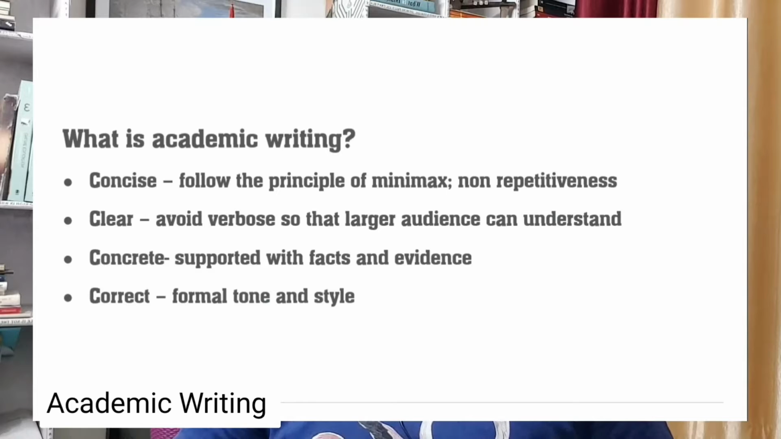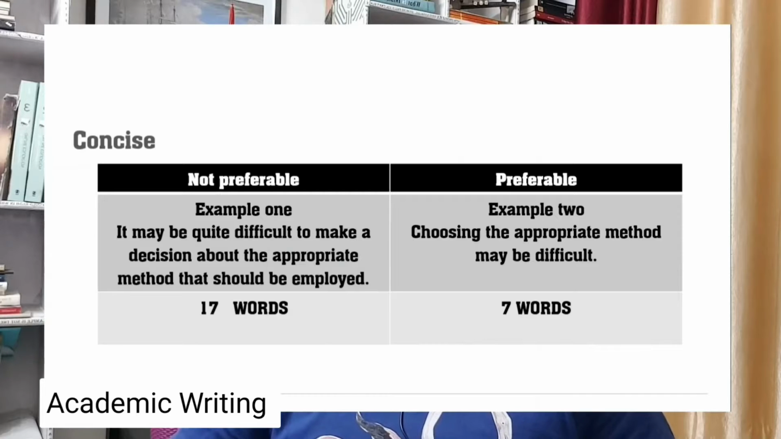So how can we make our academic writing concise? We must use our words like currency. Yes, wisely. Let's understand this with the help of an example. Example 1. It may be quite difficult to make a decision about the appropriate method that should be employed. Example 2. Choosing the appropriate method may be difficult.